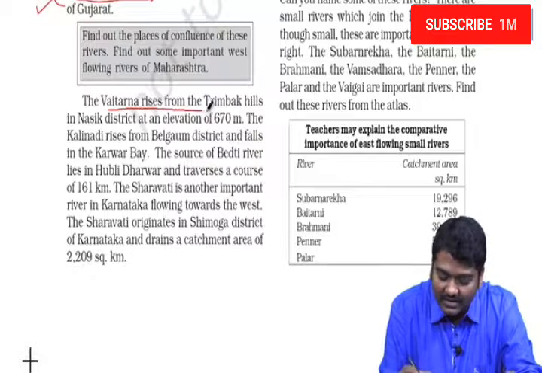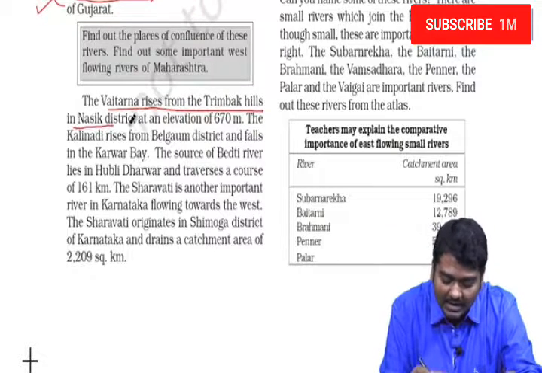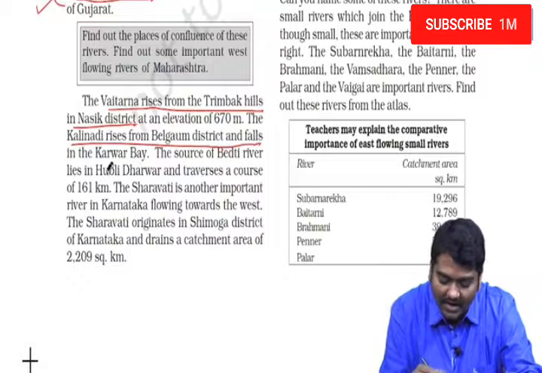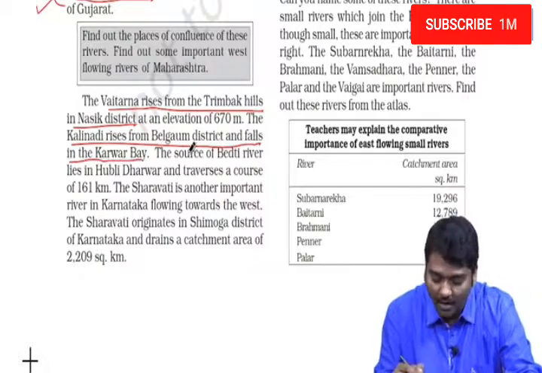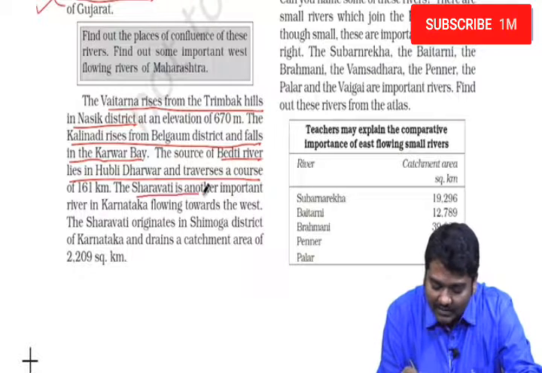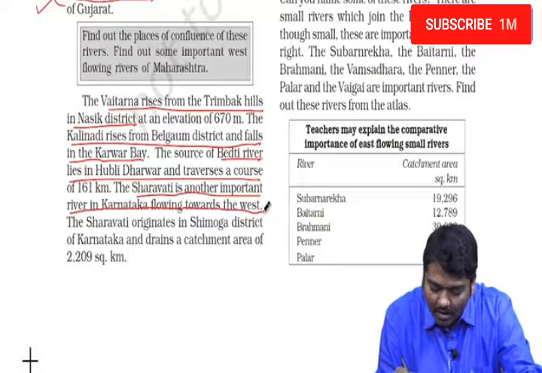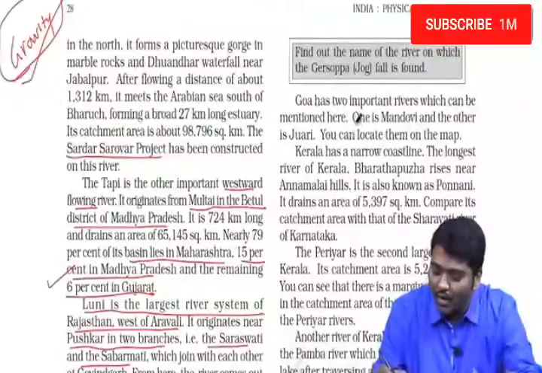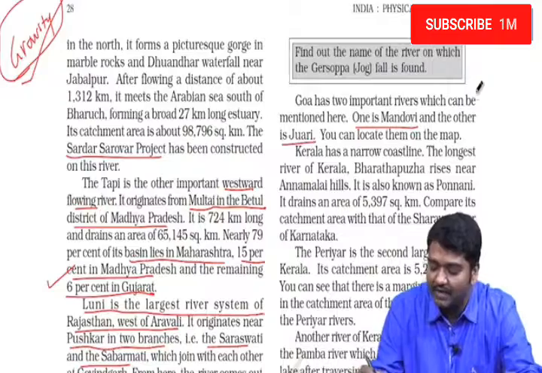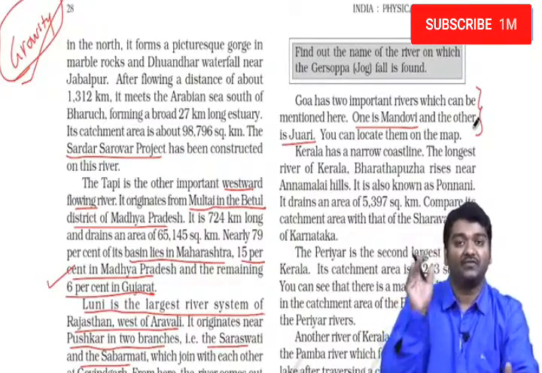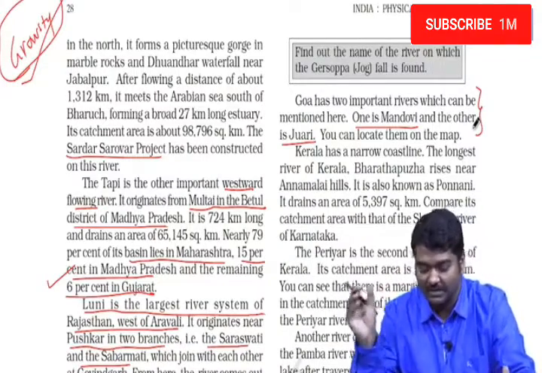The Vaitarna rises from the Trimbak hills in Nasik. The Kali Nadi rises from Belagavi district and falls in Karwar Bay. The source of the Bedti lies in Hubli, Dharwad and it traverses onward. Sharavati is another important river, right? Very, very important for you. Jog Falls is on this. Goa has the Mandovi and Zuari rivers. UPSC at most may ask you in match the following these rivers: in which state which smaller rivers are present?